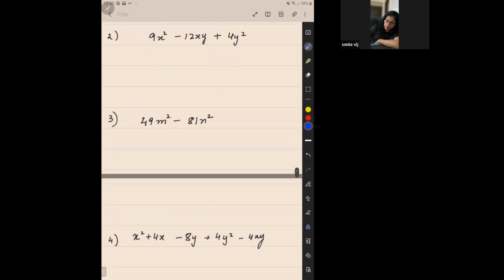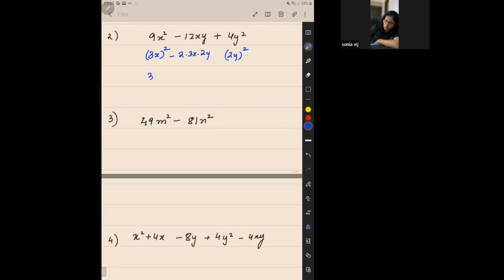In this, we can see this is of the form 3x whole square. This is of the form 2y whole square. Only if this condition is satisfied, we will go and see whether the middle term is of the form 2ab. So we will see 2 into 3x into 2y. Multiply it, you will get 12xy.